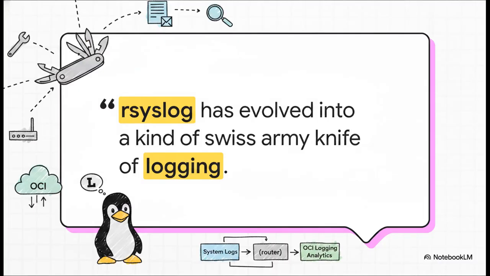With the OCI console fully configured, we're going to switch gears, open up our terminal, and tell the Linux server exactly how to handle all that incoming traffic. For this, we're relying on rsyslog.